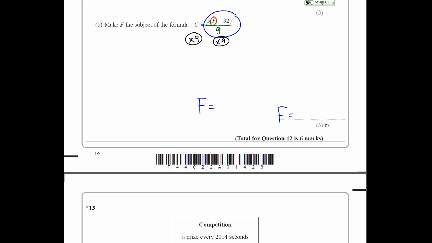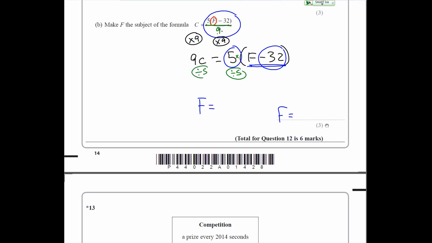Okay? So 9 times C is 9C. We've got rid of this divide by 9. So all we're left with is the top row. Okay? Remember, this is a little multiply next to brackets. So what we need to do is get rid of next the times 5, because the times 5 is doing it to everything. Okay? We can't get rid of this minus 32 yet. It's nested inside the bracket. So let's divide by 5.